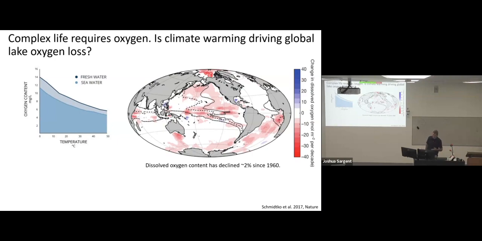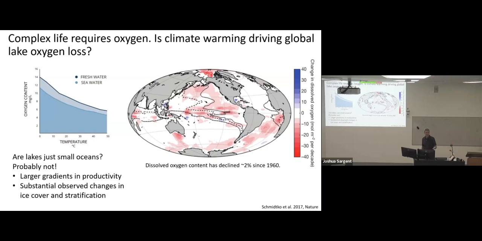And we know it depends on the salinity of the water, and that's fairly predictable. So we asked, are lakes just small oceans? Would we expect to see similar phenomena? And we said, we would not expect the same. Why? Because the lakes are generally much more productive than the oceans. And so we have much larger gradients in productivity.